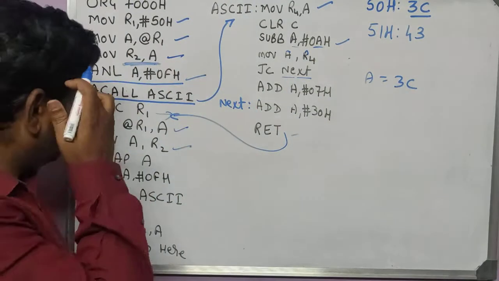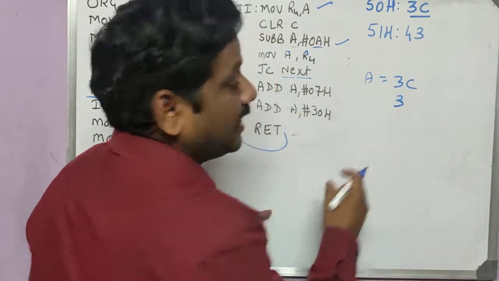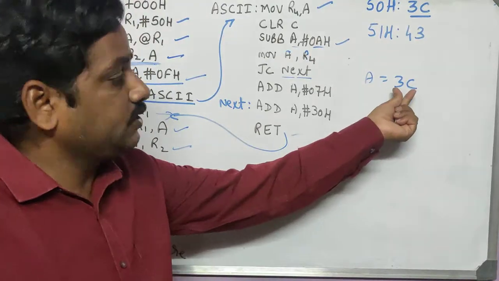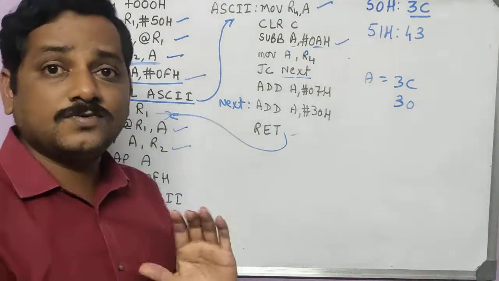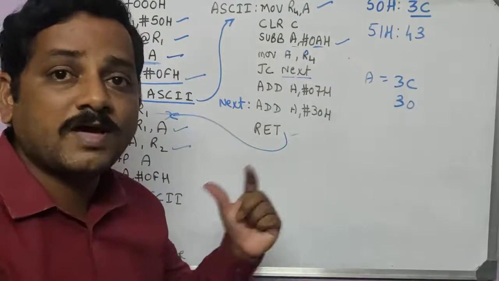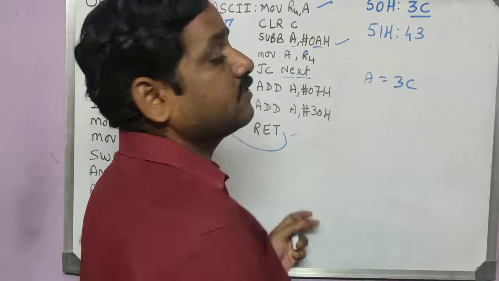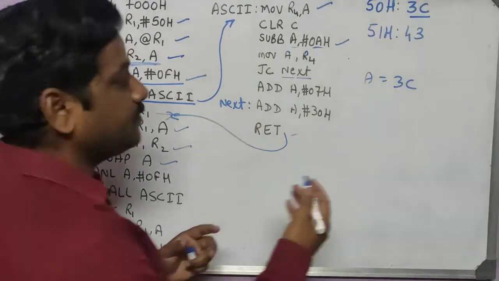Before that, I will tell you what you need to do. If I apply the AND logic with 0F, then you get 30. I don't want 30, I want 03. So what I do, first we will swap. We have an instruction called swap. We have written that here: SWAP A.